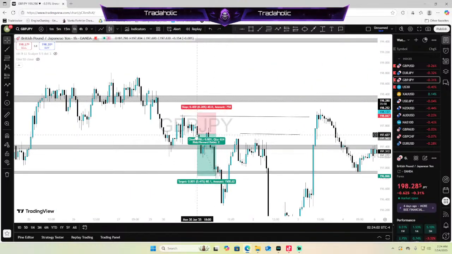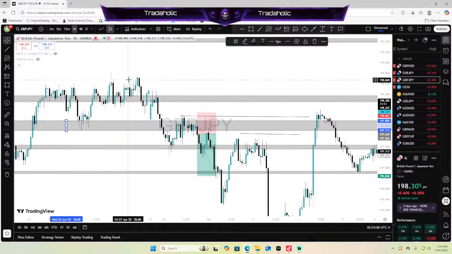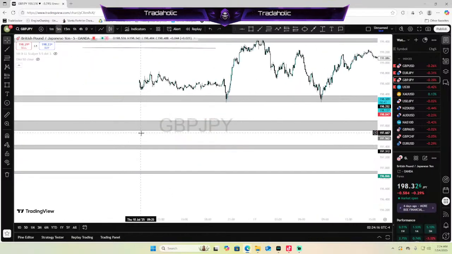Same setup over here. I had a bearish bias. I was looking at a break and retest of these previous lows because at the time, this was the price action I was looking at. I didn't see all of this yet. So I was looking at a break and retest of these previous lows right over here. We had a breakout. I waited for a retest.